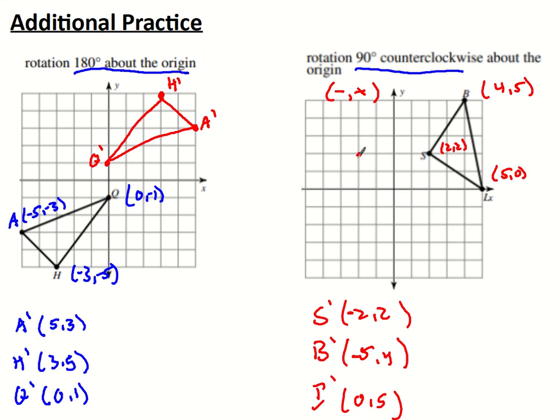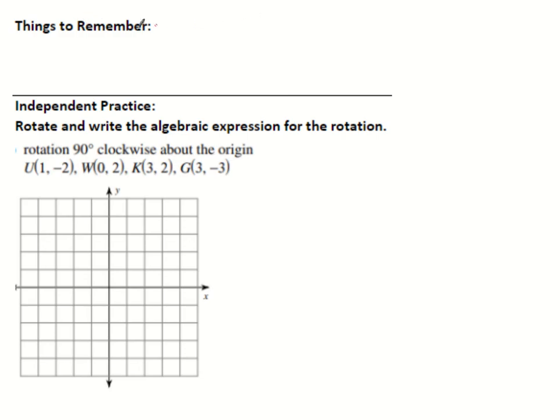And then there we go. So there's my new S, negative 5, 4. There's my new B. And then 0, 5. There's my new other one, I. There's my resulting image after doing a 90-degree counterclockwise rotation. And that is all. Things to remember: 90-degree rotation, swap X and Y. That's the most important thing.